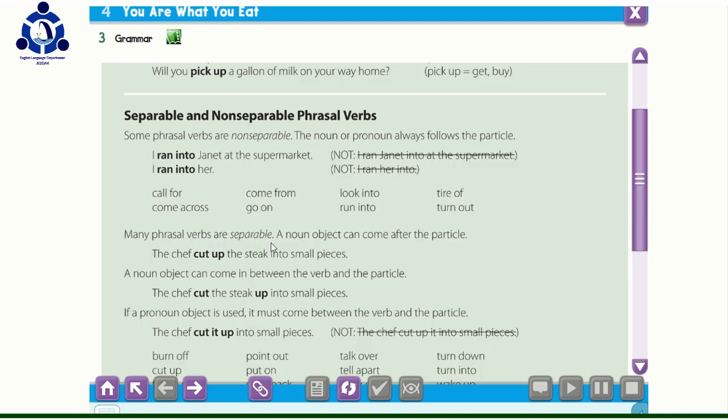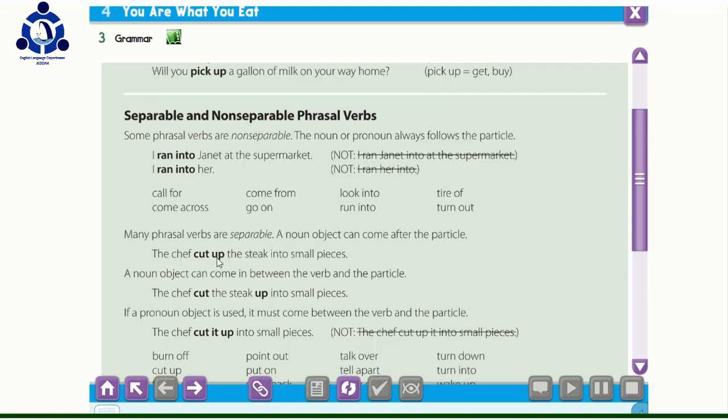Many phrasal verbs are separable. So there are many phrasal verbs that are separable, while there are some phrasal verbs that are non-separable. You must remember that. Many phrasal verbs are separable. A noun object can come after the particle. So, a noun object: you have the subject, the verb, and the object. For example, the chef. This is the noun, this is the subject, the person who did this verb, cut. But now you have a phrasal verb.